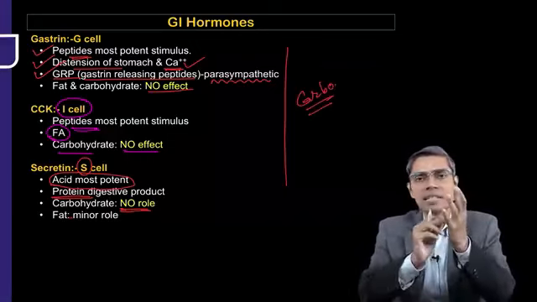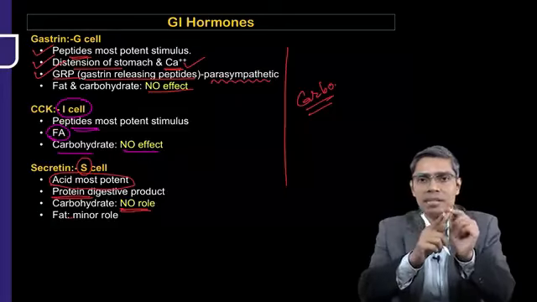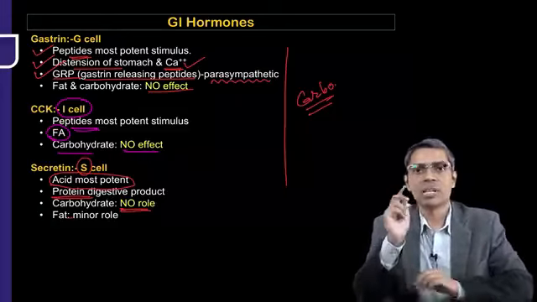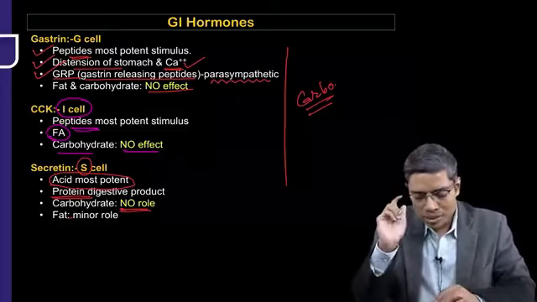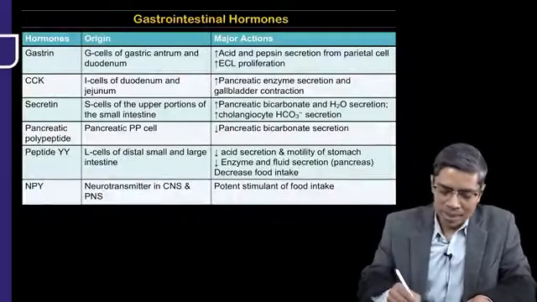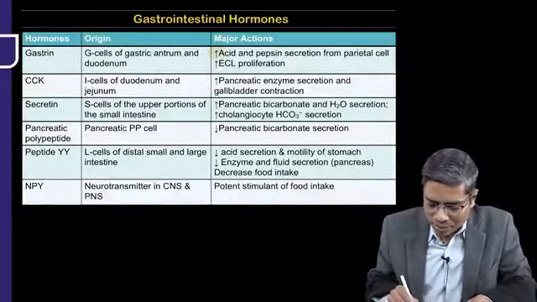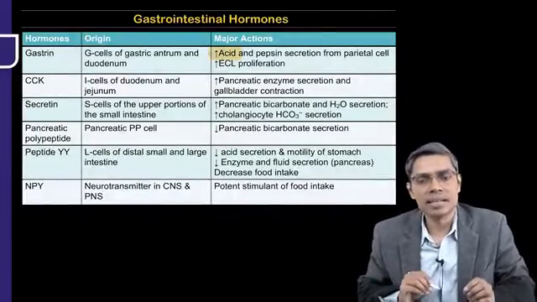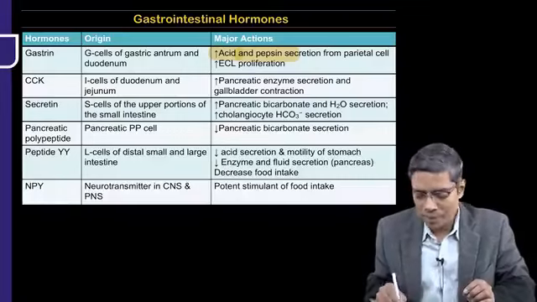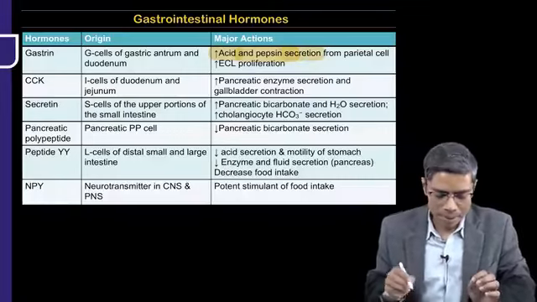For gastrin and CCK, the most potent stimulus is peptide. For secretin, the most potent stimulus is acid, H plus ion. Now look at the function of all of them. Functions are not very important, but remember that gastrin's main function is acid secretion from the parietal cell of the stomach, although it can also stimulate pepsin secretion from the peptic cell of the stomach.